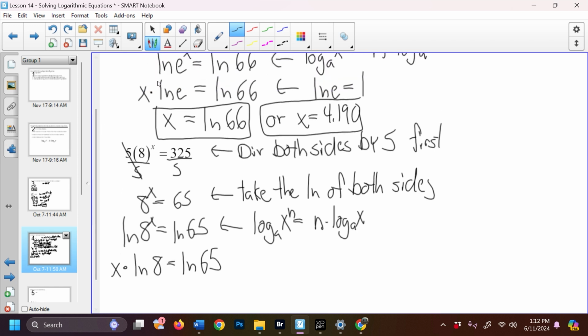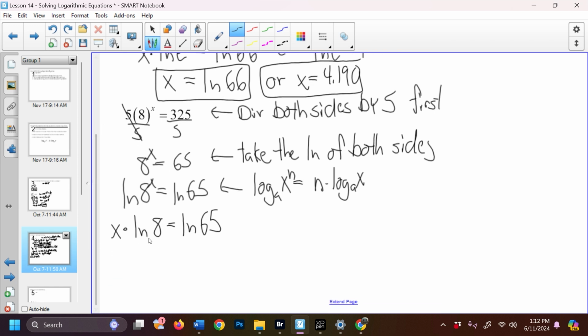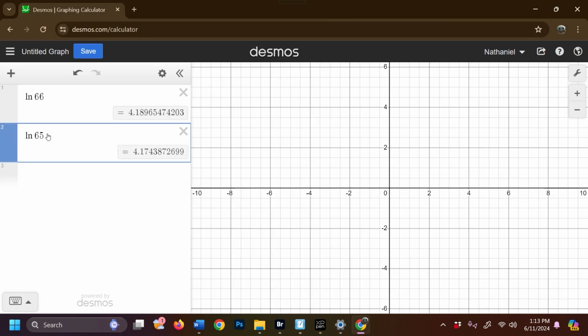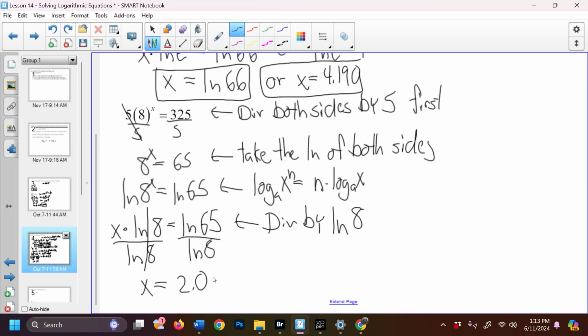Now, in that last one, ln e canceled out, and I was done. This one, the ln of 8 is not 1. It doesn't cancel, but I can put it in the calculator. It's just a number. So in this case, I am going to divide by the ln of 8. Those will cancel. I'm left with x equals. Now this is going to be an irrational number, and that's okay, but we'll go right to decimals and we'll just type that in. ln of 65, hit your divide, ln of 8 gives us 2.007.